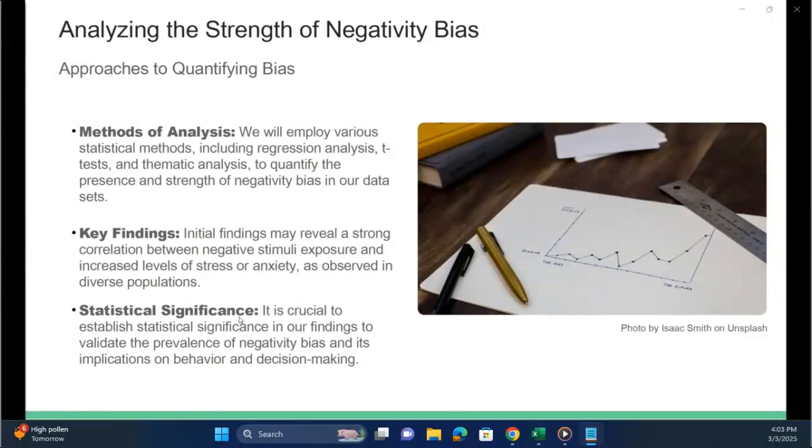And of course, we also need to establish statistical significance in our findings in order to validate the prevalence of the negativity bias and its implications on behavior and decision making.